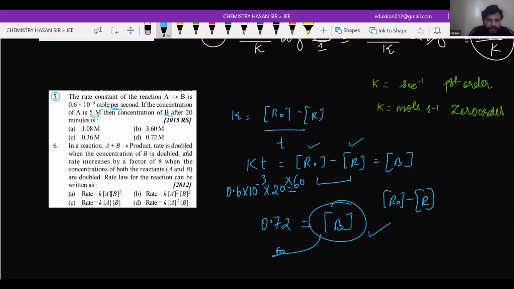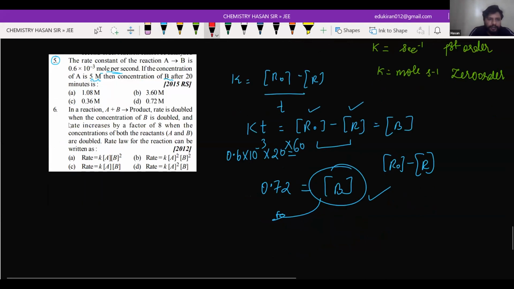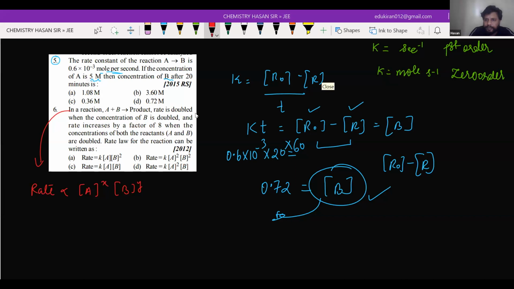Okay, I'm going to explain the sixth one. The sixth one is also very easy. See, A plus B, from this what I can write, rate is directly proportional to A raised to the power... Is it D? 100 and B, wait a minute. Yes, it is. Who said D? Sir, sir. Okay, so this is correct for both of you. Please do revise this, first order.